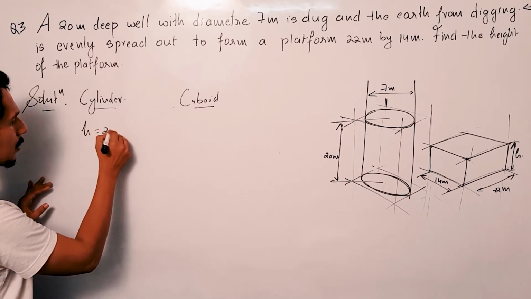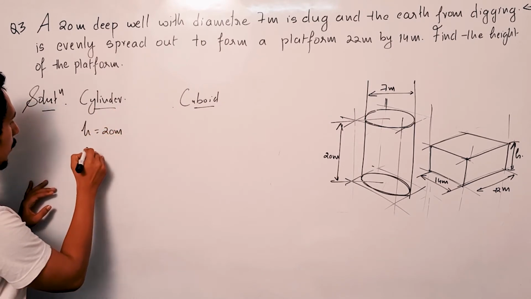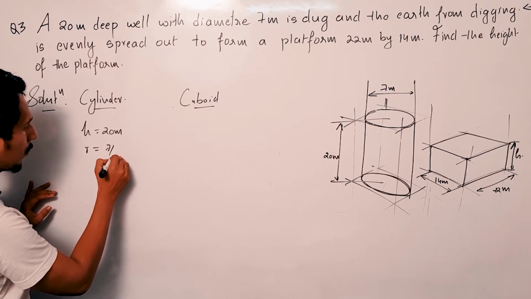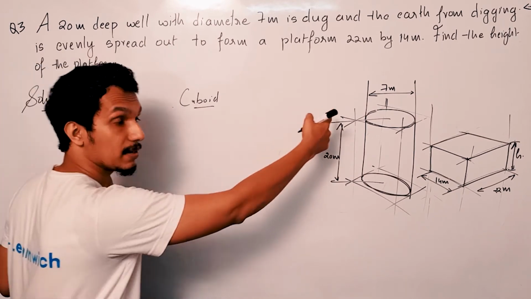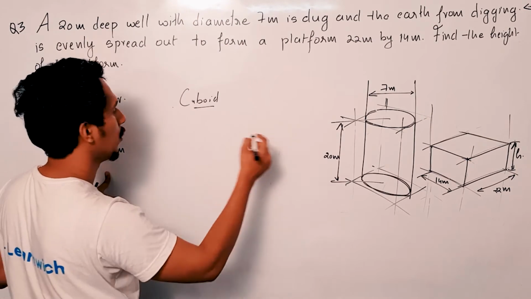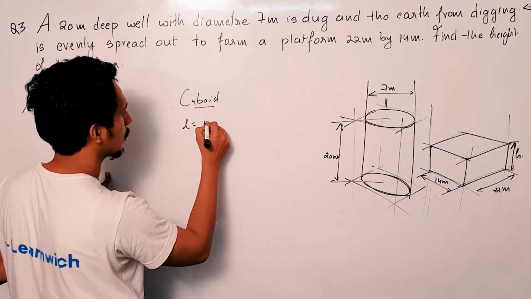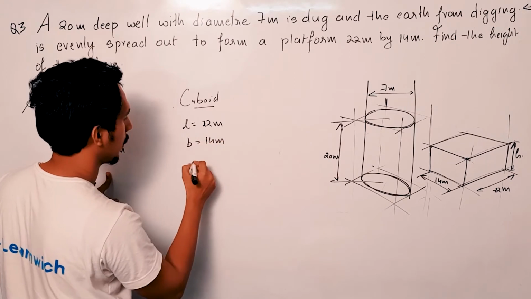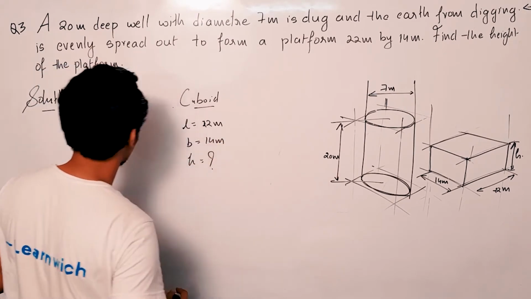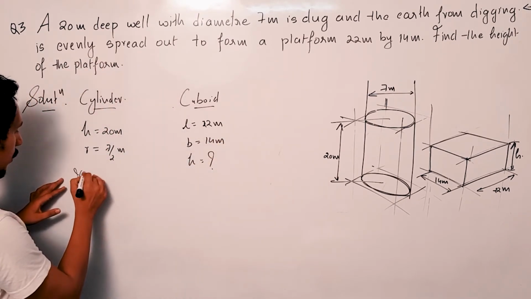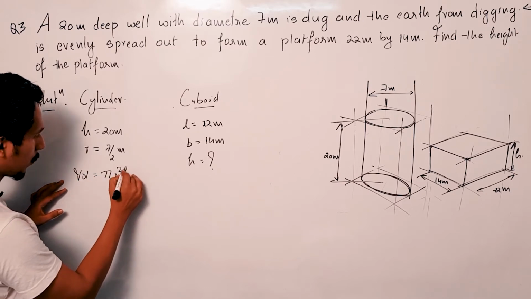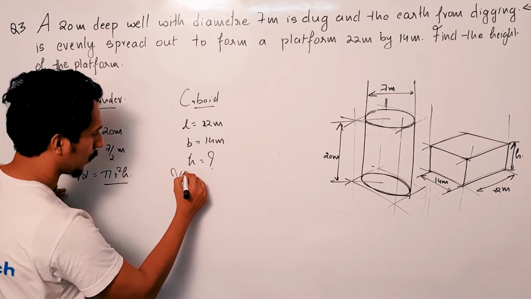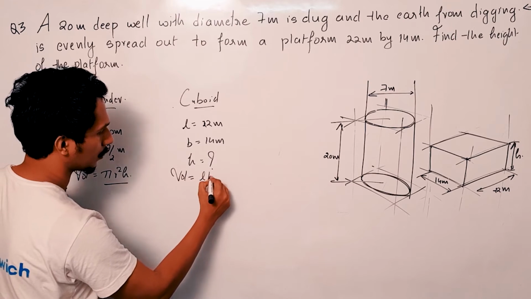H is equal to 20 meter. Agreed. Radius r equal to 7 by 2 meter. Because the diameter is given as 7, radius will be 7 by 2. For cuboid, length is 22 meter, breadth is 14 meter, height we have to find out. So what is the volume? Here volume is pi r square h, and here volume is equal to LBH.